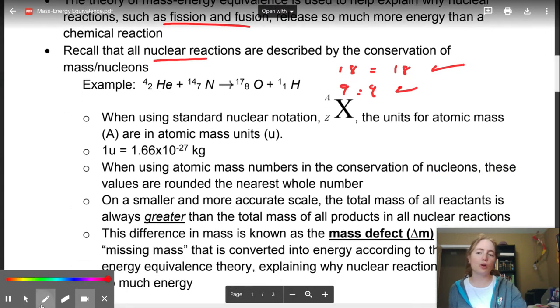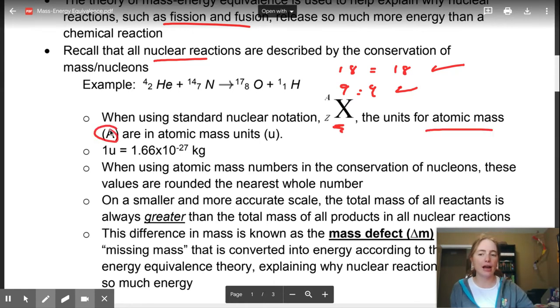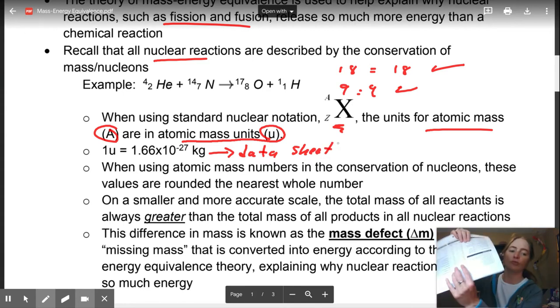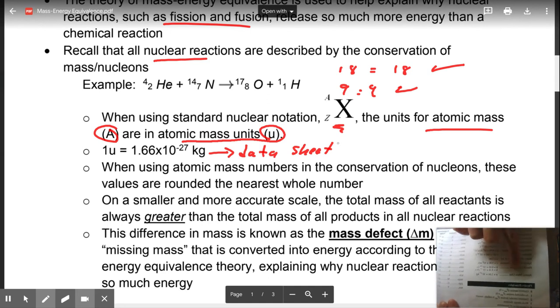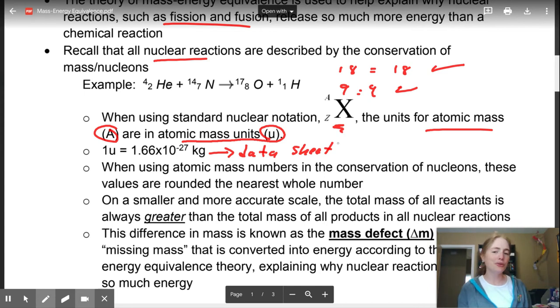Well, the reason why is when we're using our standard nuclear notation, so this format, your units for your atomic mass are in what are called atomic mass units. Okay, so U. And 1 U is equal to 1.66 times 10 to the power of negative 27 kilograms. And this is on your data sheet. Okay, so your atomic mass unit conversion is right there at the bottom of your data sheet. Okay, so those are the units of these guys.